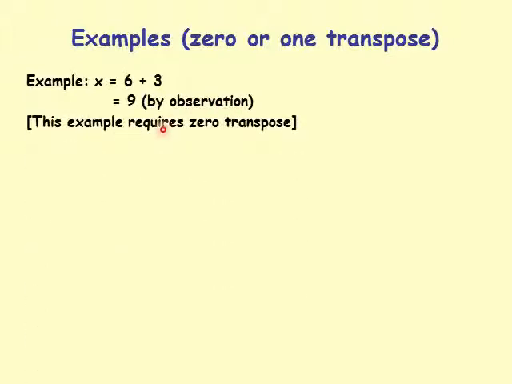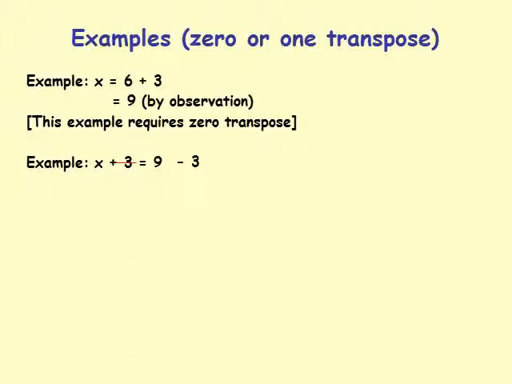Let's continue, and this example requires 0 transposes. We did not have to transpose anything across the equal sign. Here's another example: x plus 3 is 9. The plus 3 is on the left, and we need only x on the left. So this has to be transposed to the right, and an added term becomes a subtracted term.